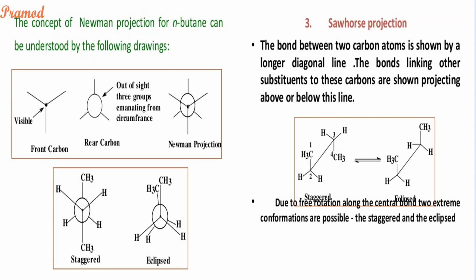This happens only due to the free rotation across the carbon-carbon single bond, and the change in conformation takes place from staggered to your eclipsed form. So whenever you want to change your configuration from one form to another, we have to convert your staggered into your eclipsed form. I will be telling you later.